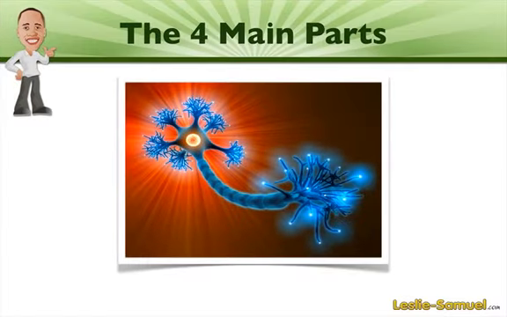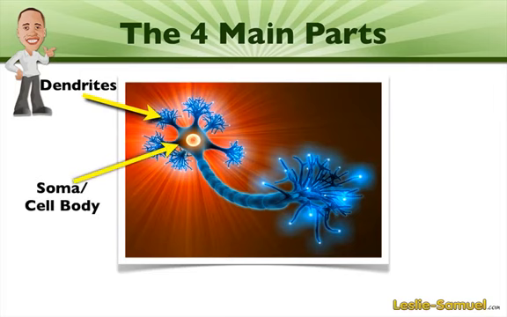Let's talk about the four main parts of a neuron. First, we have the dendrites, and these are points where the cell receives inputs from other cells. Then we have the soma, or the cell body, and this is the part of the neuron that is most like any other cell. It is also a place where the neuron receives input, and it's a place where there's a lot of processing happening. You can find the nucleus of the cell inside the cell body.